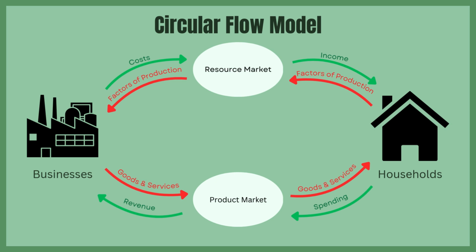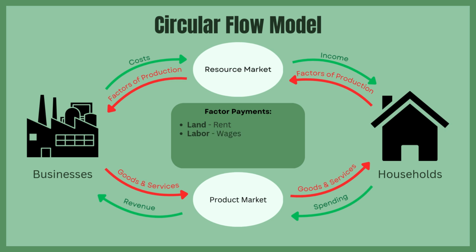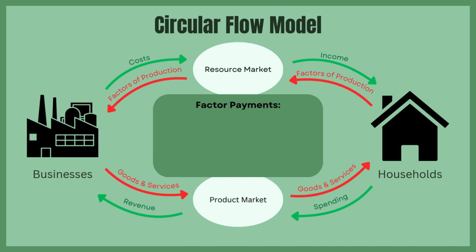Income can be broken down into four different types of factor payments that go along with the four factors of production. When you sell land you get rent. When you sell labor you get wages. Capital gets you interest and entrepreneurship gets you profit.